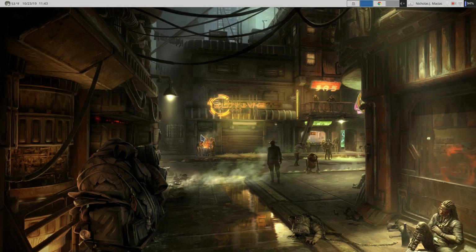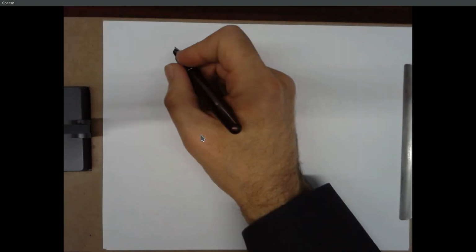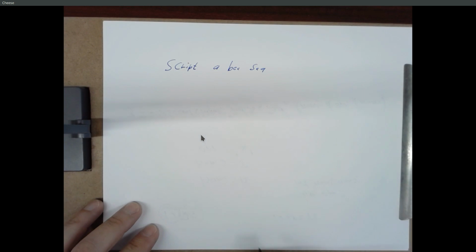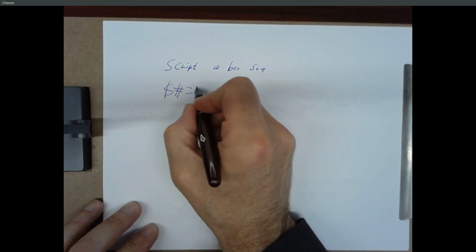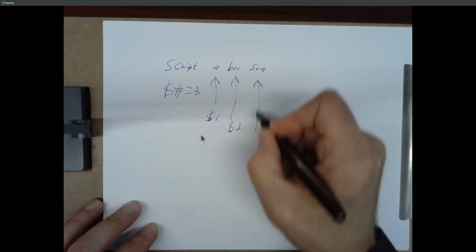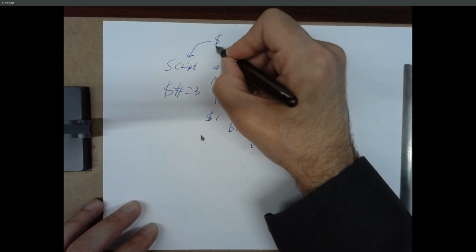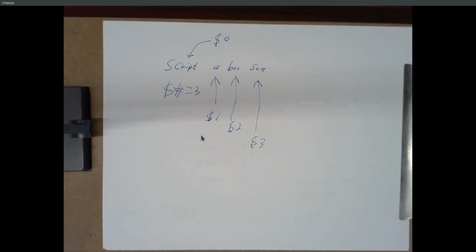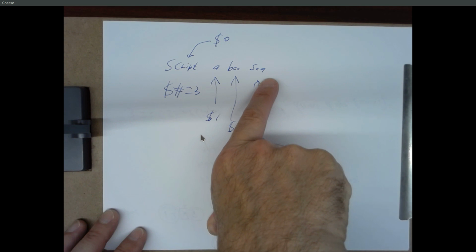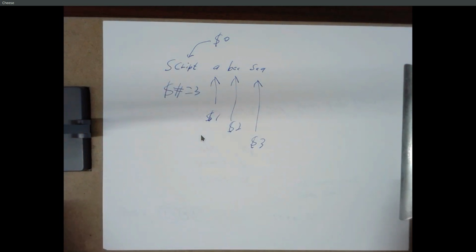So if you say script A, B, C, $# is equal to 3, and this is $1, this is $2, this is $3, this is still $0. So $0, $1, $2, $3 look like argv[0], argv[1], argv[2], argv[3]. But if this was a C program, argc would be 4. In a shell script, $# is actually 3. It doesn't count the program name as an argument. That's the only difference between this and argc, argv.